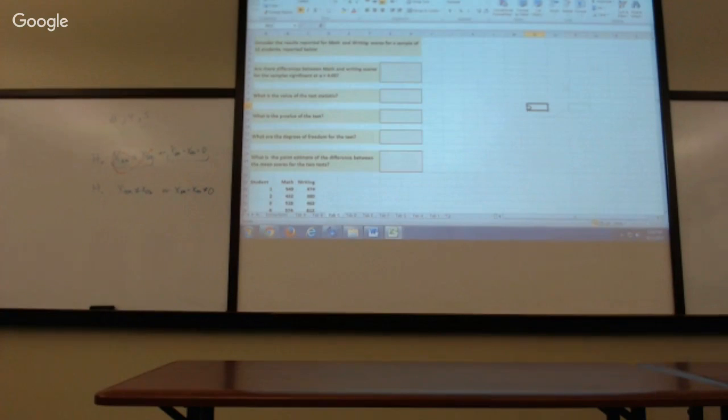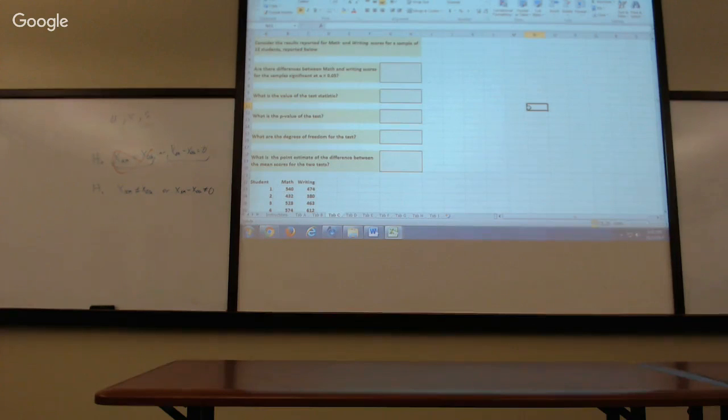Paired samples will only occur in situations like this, where one student gives out 2 scores, one computer gives out 2 outputs, or one machine takes 2 different sets of time to do a job. Whenever it's one person or one individual giving out multiple scores, we're going to call that a paired sample.